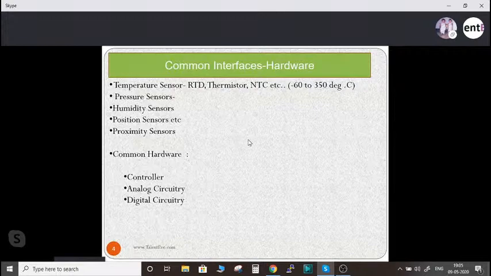What I mean by domain requirement is, if I have an industrial electronic product to develop, I will have a common controller which I will interface with one temperature sensor, which may range from minus 40 to 120 degrees centigrade.